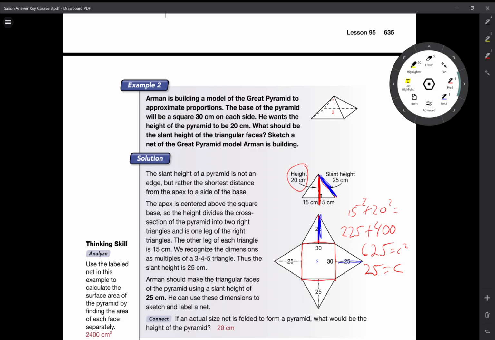So if an actual size net is folded to form a pyramid, what would be the height of the pyramid? 20 centimeters. Okay, he wants the height of the pyramid to be 20 centimeters. So yeah, they told us that. I was going to say, we didn't figure that out. They told us that. So sketched another pyramid, what should be the slant height? The slant height was 25. That we just figured out here. Due to they gave us 30 and they gave us that it was 20.